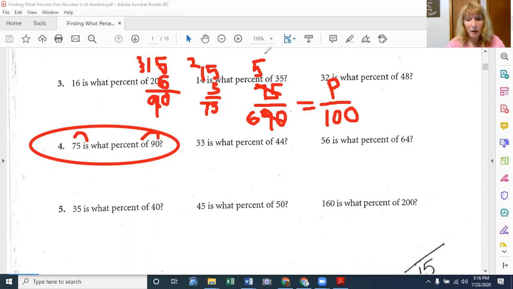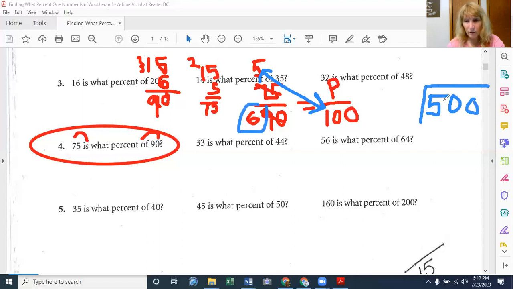So now we cross multiply. 5 times 100, what's that, right? 500. And then we divide by the number that's left, and now it's a 6. So 500 divided by 6. 6 goes into 50. 6 times 9 is 54. 6 times 8 is 48. 50 minus 48 is 2.